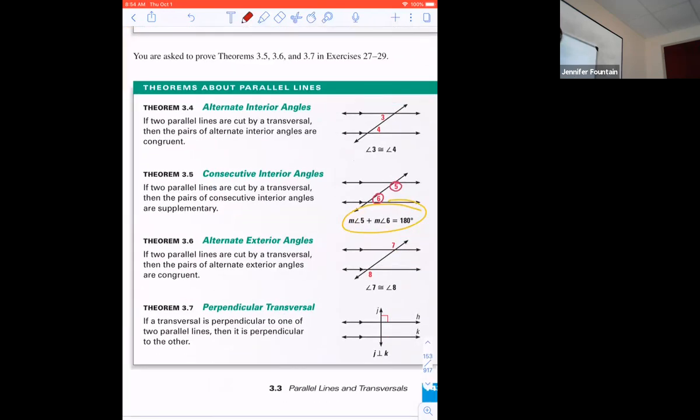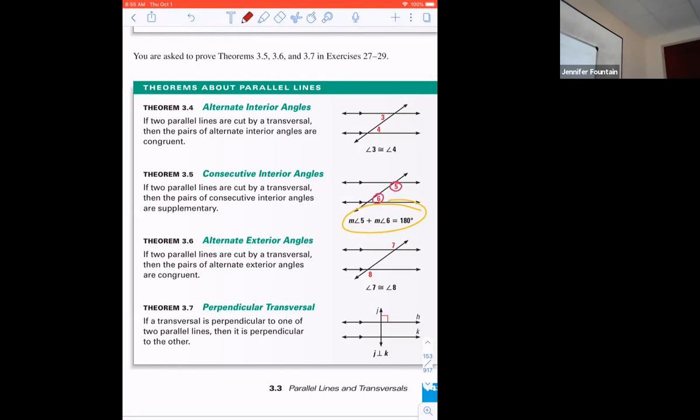3.4, alternate interior angles. If 2 parallel lines are cut by a transversal, then the pairs of alternate interior angles are congruent. Okay, so remember, they are not necessarily congruent just because they're alternate interior, alternate exterior, corresponding, things like that. The 2 lines have to be parallel to each other for them to be congruent.